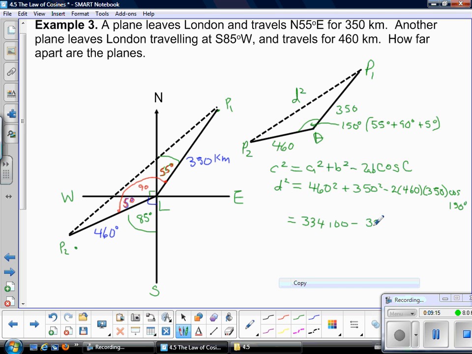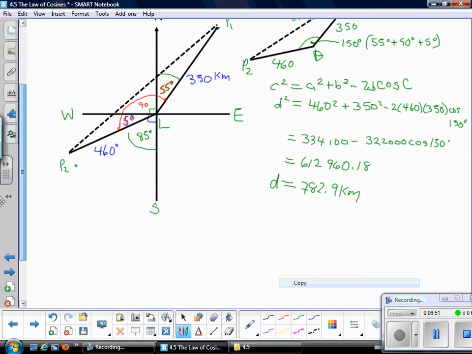So 322,000 times the cos of 150, which gives me, when I actually multiply and subtract, 612,960.18. Now remember that is for d squared. So d, we take the square root of that, which is 782.9 kilometers. And because it's a word question, we want to put a therefore statement.